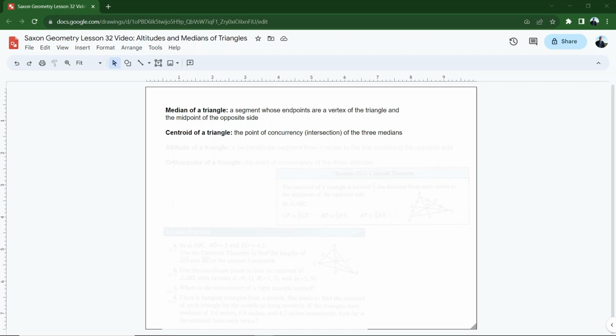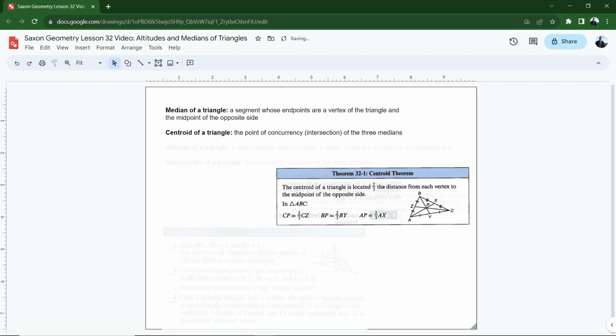And I'm just going to tell you, anytime you draw a triangle, your 3 medians are going to intersect at a single point. And then we have this centroid theorem that recognizes that actually there's a mathematical relationship in every centroid. The centroid is always 2/3 of the way across the triangle from the vertex.